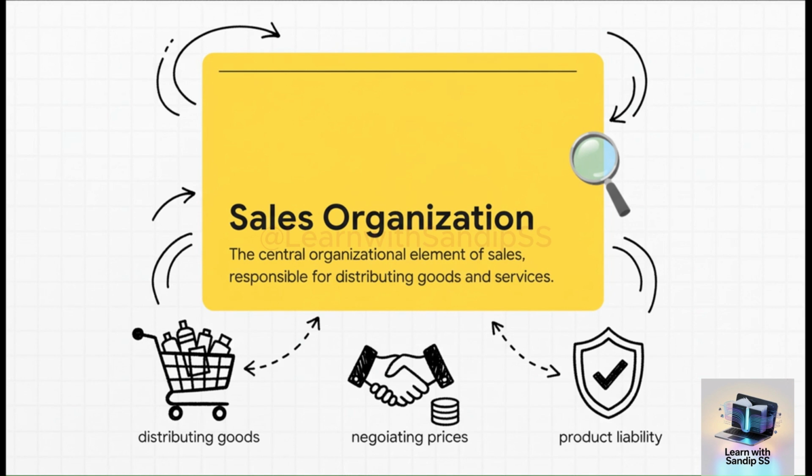All right, so once you've got your land, you need a sales team, right? That's your sales organization. It's pretty much exactly what it sounds like, your main sales department. This is the unit that's in charge of, well, all things sales. We're talking distributing products, negotiating prices, even handling product liability. It's the command center for selling.